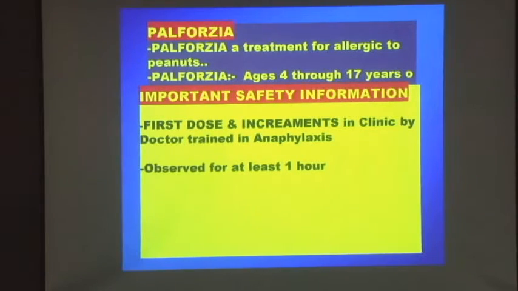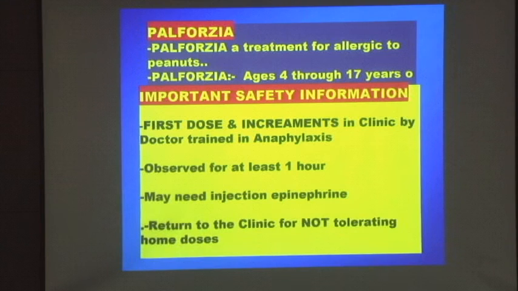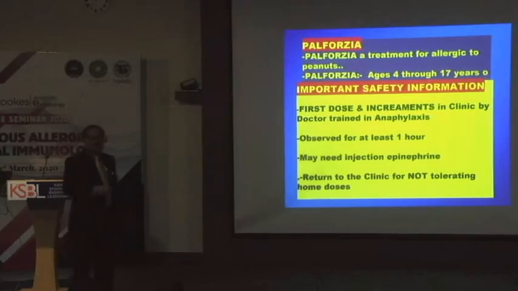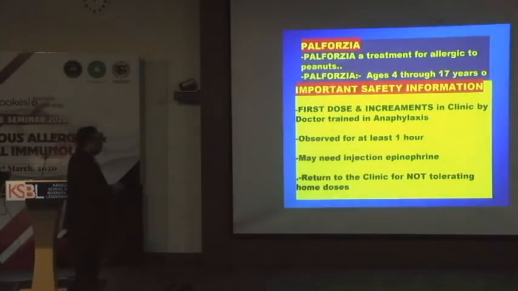The patient has to be observed for 1 hour after the first dose when he comes to the clinic. Because immunotherapy is a prolonged therapy, not a single day therapy, it has to be given for nearly 3 years. So there are different steps that we can discuss in my next slide, and I will tell you how to manage it.